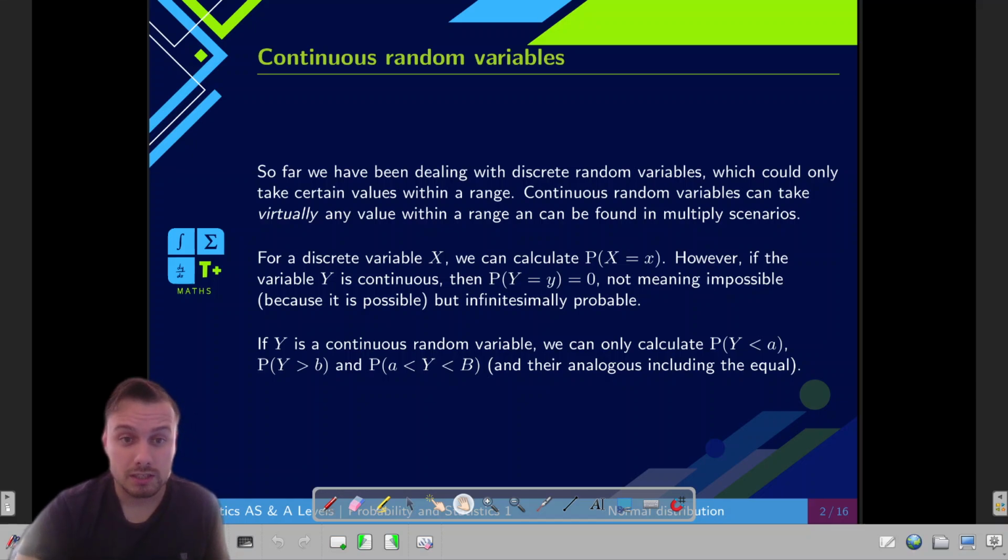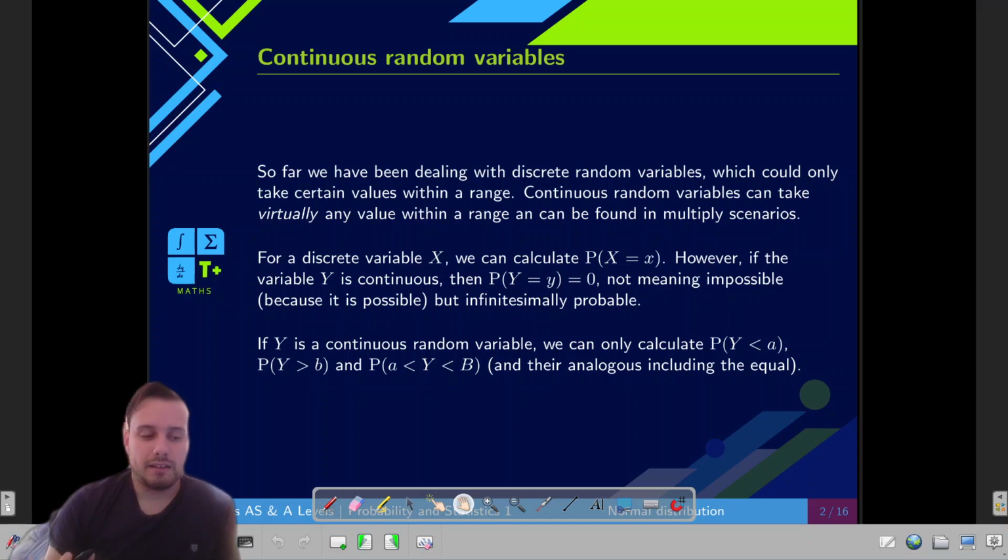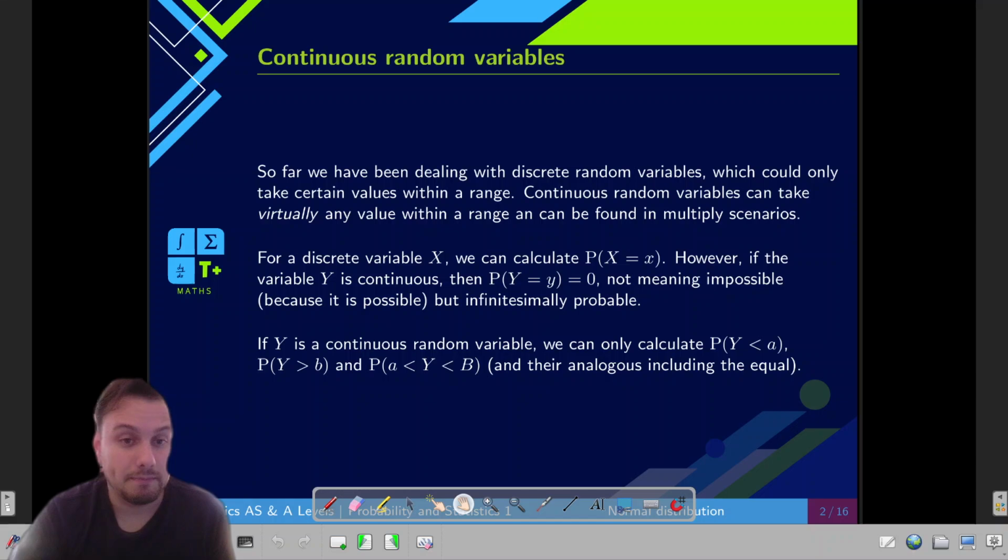So now I'm going to start by making a small comment on what we understand when we talk about a continuous random variable. To begin with, the idea is that this new variable that we're going to be considering can take virtually any value within a certain range. For example, imagine that you want to calculate the probability that a certain bus is going to arrive at your bus stop in the next 10 minutes.